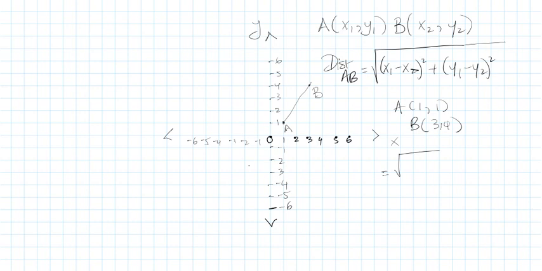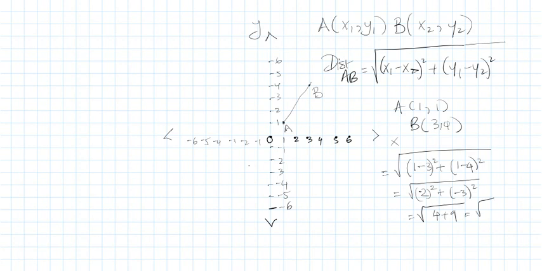The formula tells you that it's the square root of (x1 minus x2) squared, meaning you subtract the x's, then plus (y1 minus y2) squared, so you subtract the y's like this. You'll see that you end up getting the root of (-2) squared plus (-3) squared, which is the square root of 4 plus 9, which is root of 13. Okay, so that's the distance.